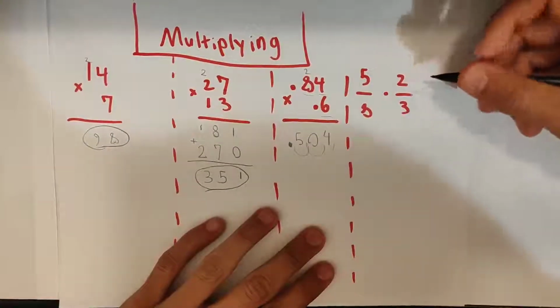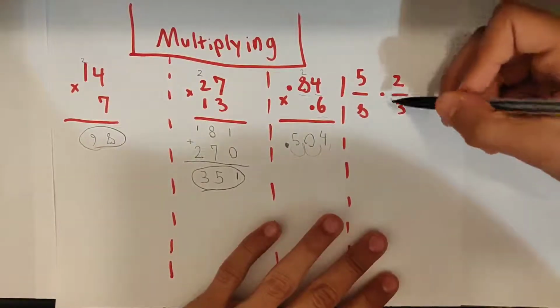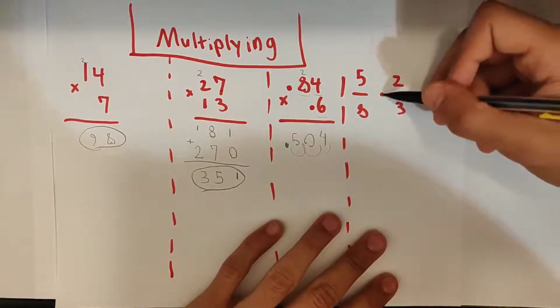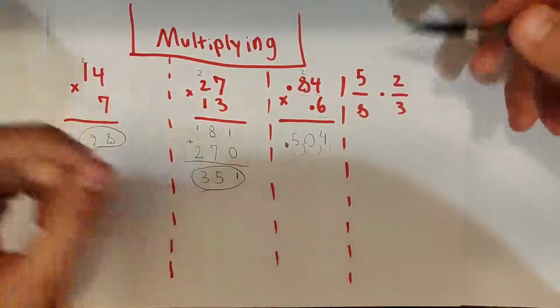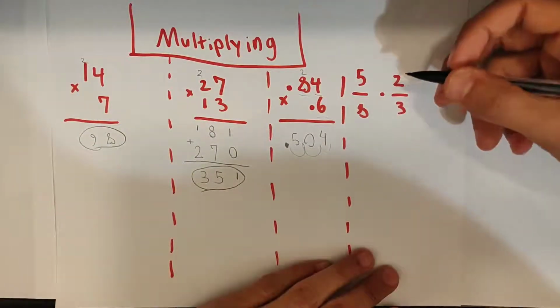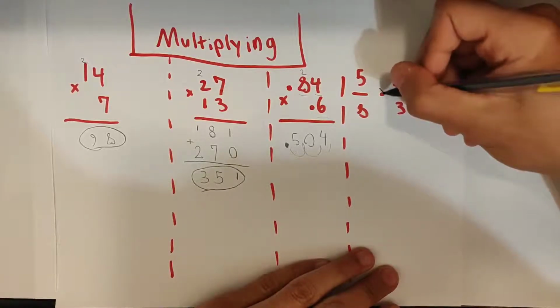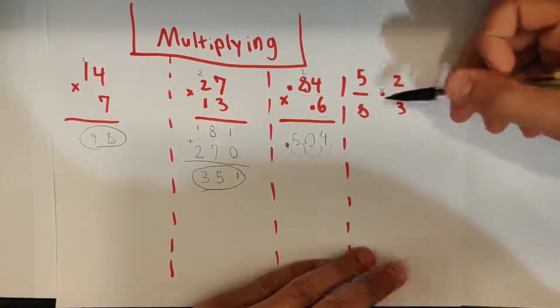Now moving on to fractions. By the way, guys, often a dot is indicative of a multiplication sign. They can be used interchangeably. So if I were to write this, it is the same thing as that.